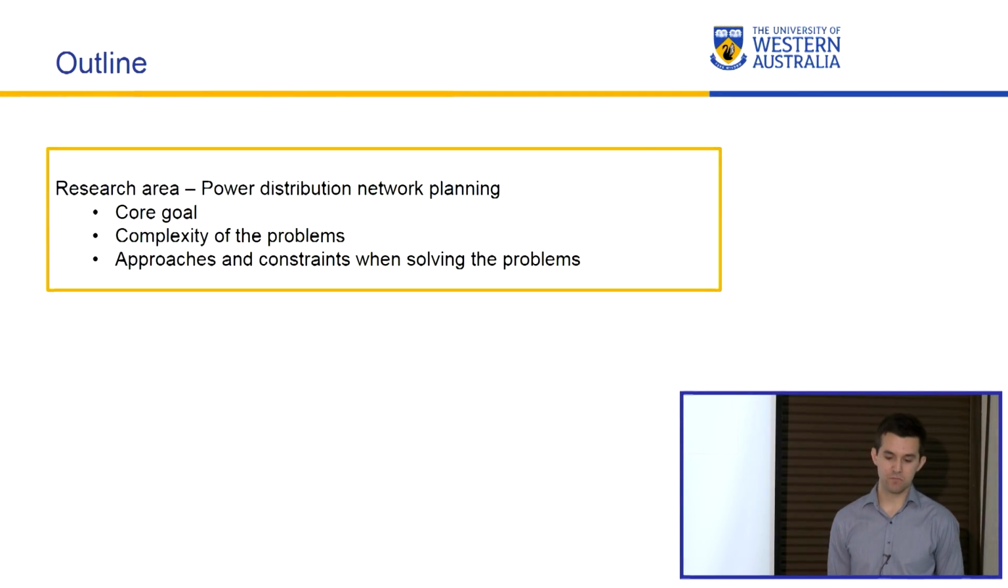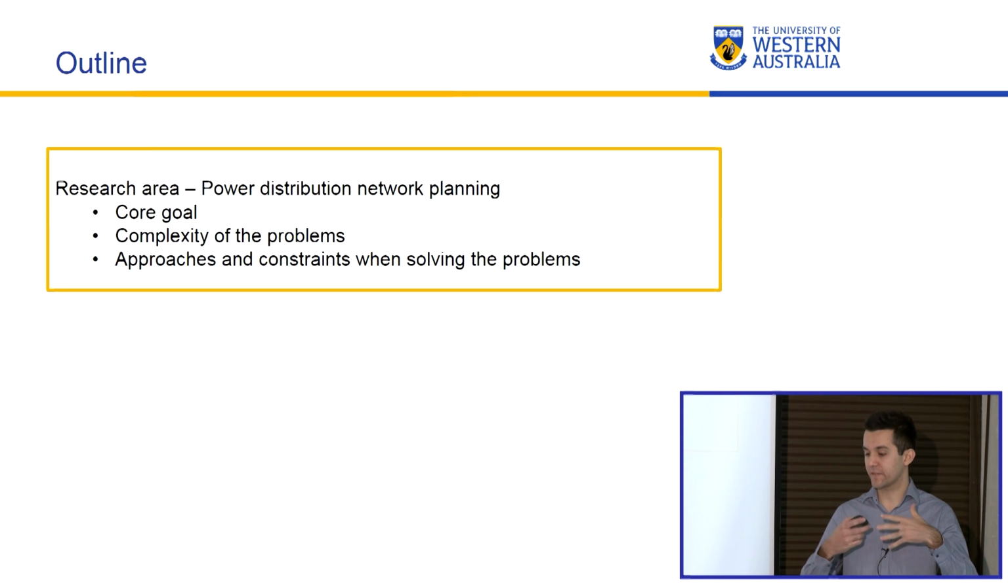So before I really get into the details of the projects that I've been undertaking, I'm just going to go through a base outline of what power distribution network planning involves. So what are the problems that we are trying to address? What's the complexity of the problems? And what are some of the consequential approaches and constraints that we need to model?